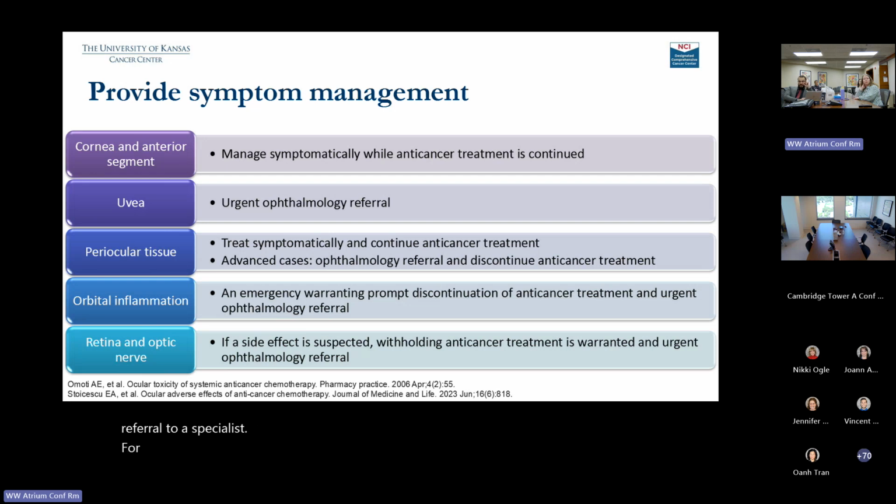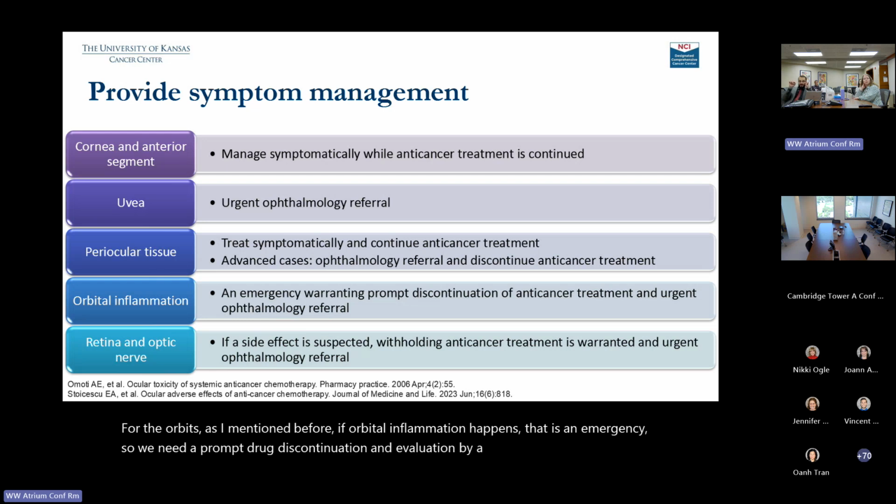For the orbit, as I mentioned before, if orbital inflammation happens, that is an emergency, so we need prompt drug discontinuation, and evaluation by a specialist is required. And finally, in cases of retina and optic nerve toxicity, we need to withhold the drug, and urgent ophthalmologist referral is required.